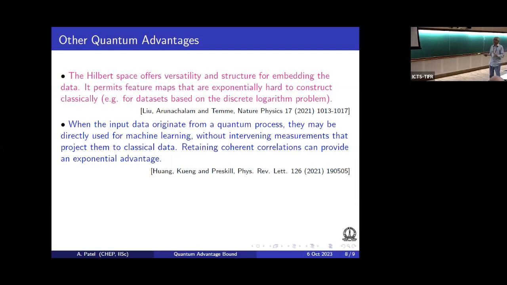You can use that data directly for machine learning without intervening measurements which will project this quantum data into a classical set. If you give up that intervening measurement, take the quantum output of the device, and feed it into a quantum computer to analyze it, there are coherent correlations which will survive. And these correlations can provide an exponential advantage. It can be rigorously shown, as by these people.